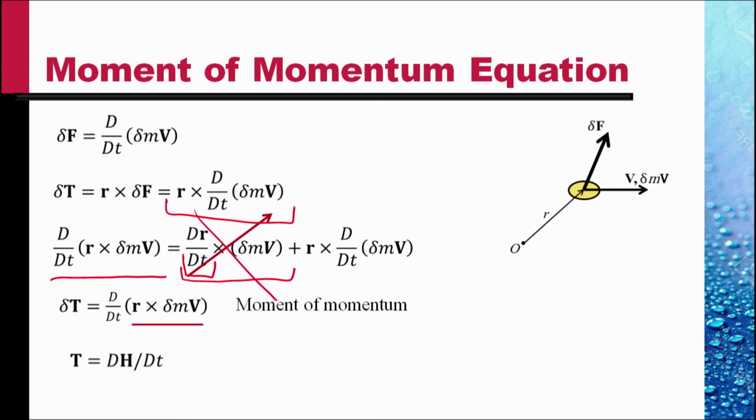We integrate this and we say the total torque acting on a body is the time rate of change of the moment of momentum. This is the moment of momentum equation for a particle.